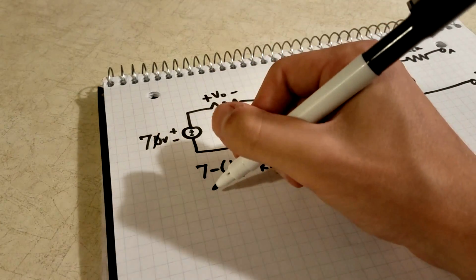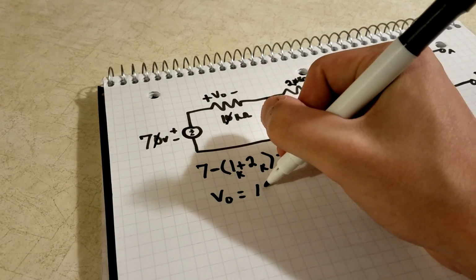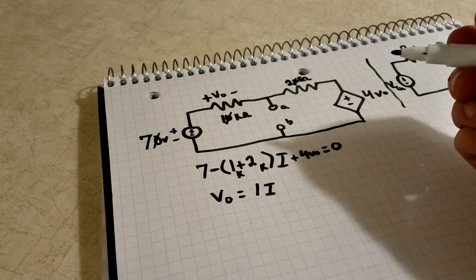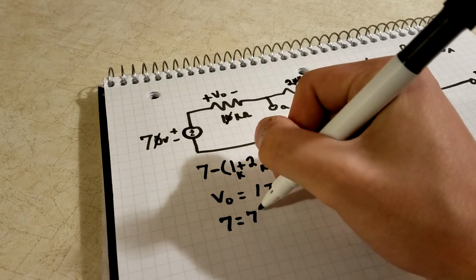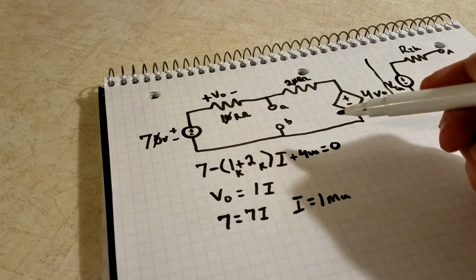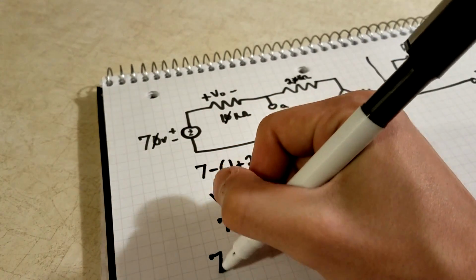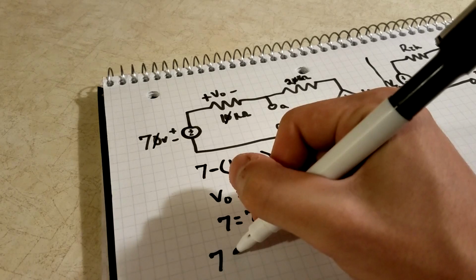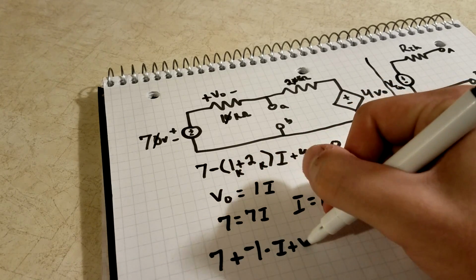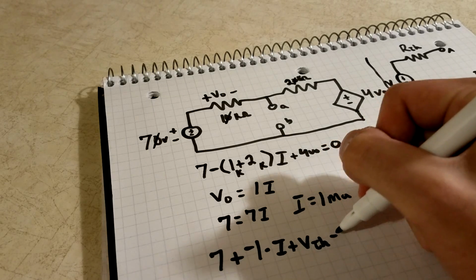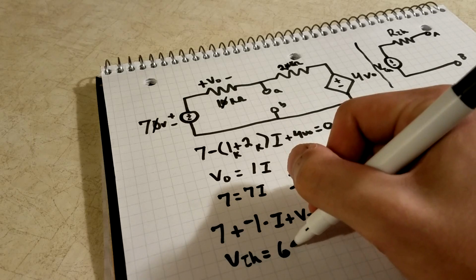So if we know that V sub 0 is equal to 1I or just I, doing some algebra, we can get 7 is equal to 7I. So then if we plug this back into our equation for I, just doing some solving for an unknown and then back solving, -1 times I plus our equivalence is equal to 0, VTH equal to 6 volts.